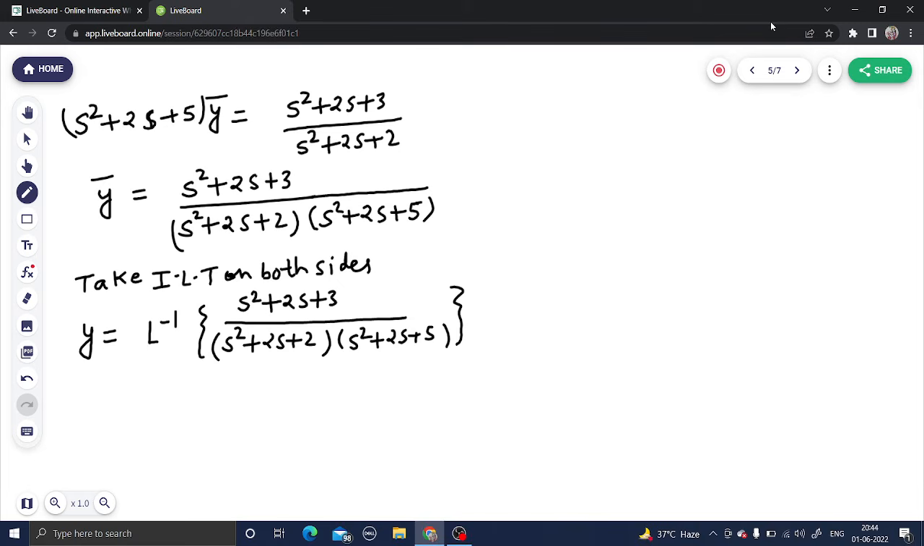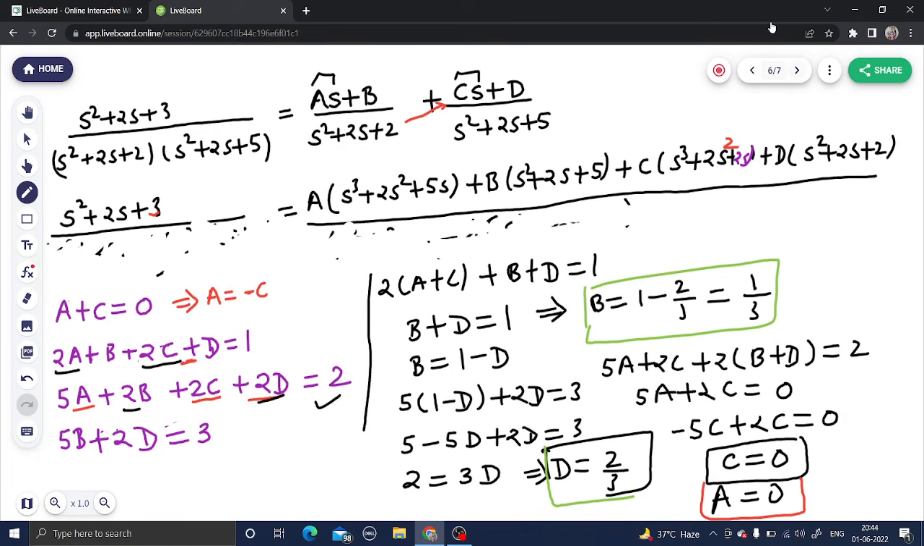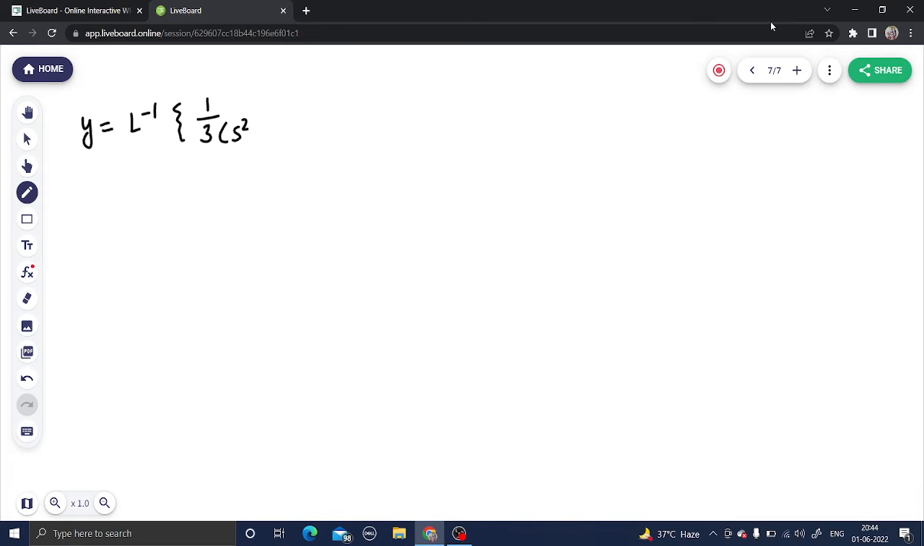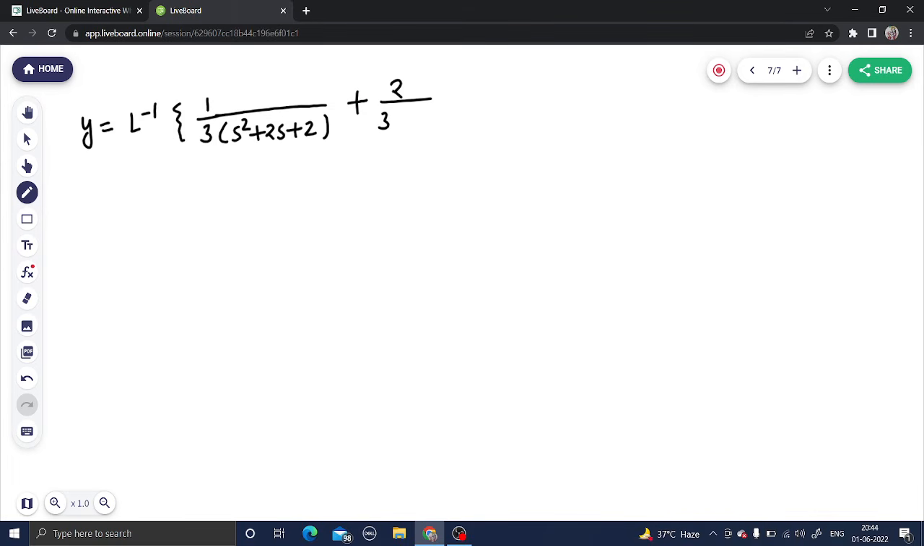So y equals Laplace inverse of b, which is 1 by 3, over s square plus 2s plus 2, plus d, which is 2 by 3, over s square plus 2s plus 5. Now we have two complete squares.